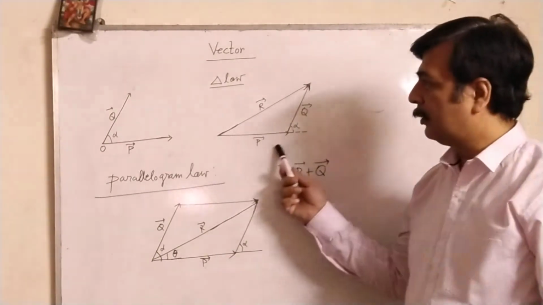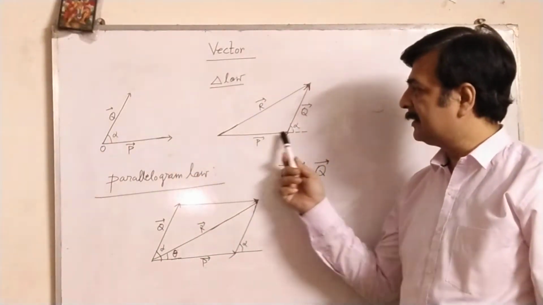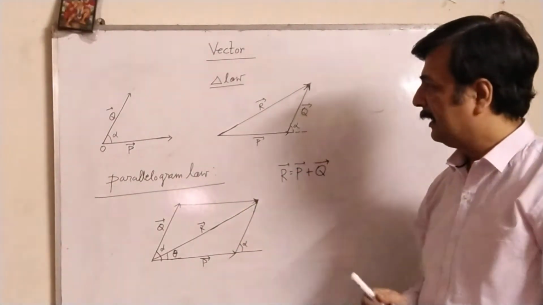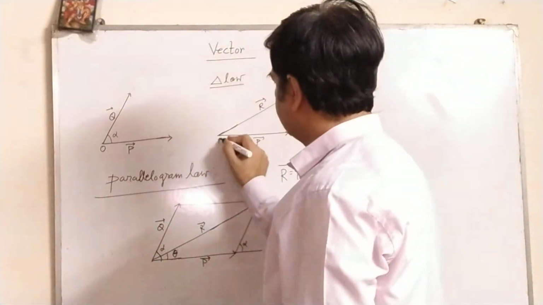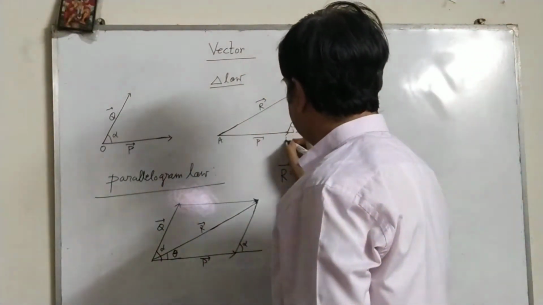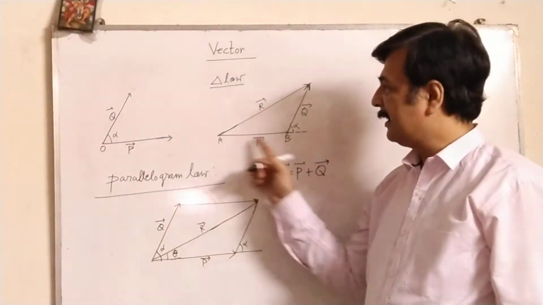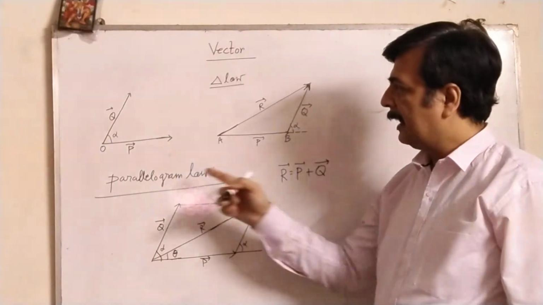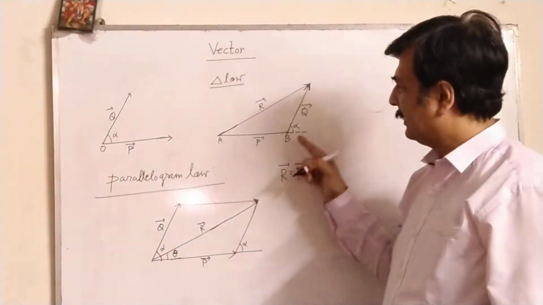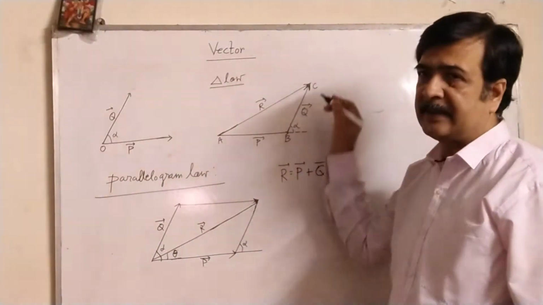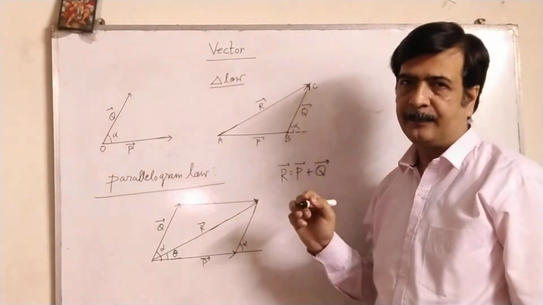So in triangle law, P vector is represented by one of the sides of the triangle. Let it be AB. P vector is represented by AB. And Q vector is represented here by BC.